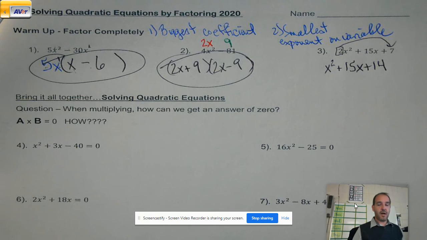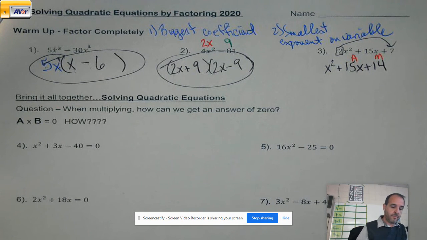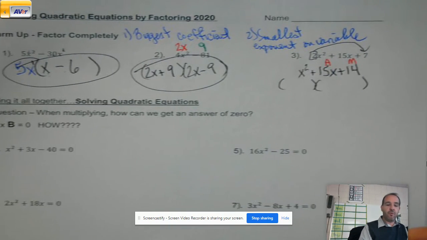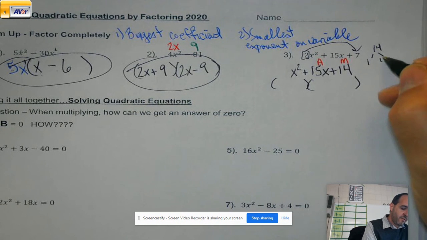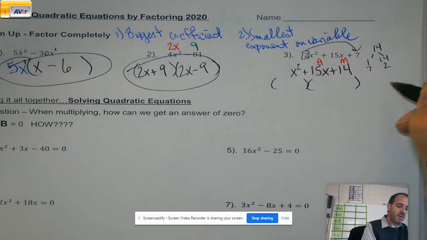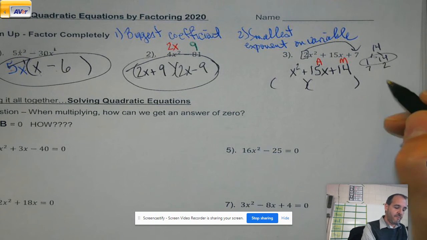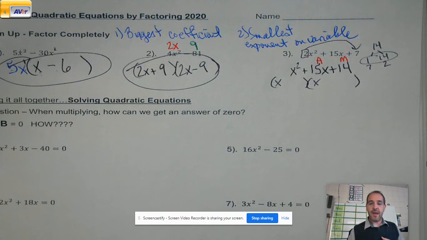And now it's just like our diamond problems, which basically just tell us this is my multiply number, this is my add number. So I start thinking of things that multiply to 14. 1 and 14, 7 and 2. But I need them to add to 15. Well, 7 and 2 don't add to 15. 1 and 14 do.